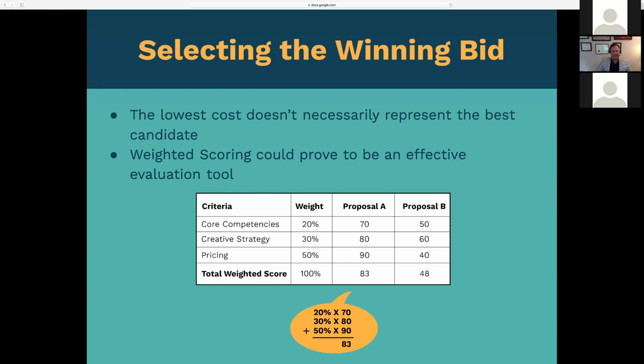So you can see here, this is more for an agency model, but looking at 20% for their core competencies, 30% for the creative strategy, 50% for their pricing, rating those and then having a total weighted average at the end. If you're talking about a platform, maybe it's how well they align with your internal strategy and goals, how well they align with your tech stack, price obviously still being a very important consideration. So that way you can make sure that you're not just window shopping, that you're really looking at every item and how it specifically works in with you.